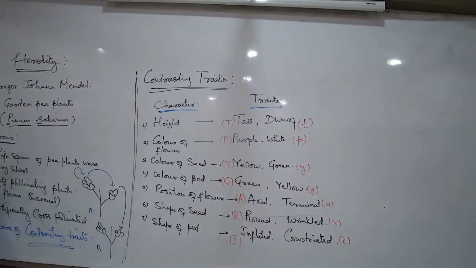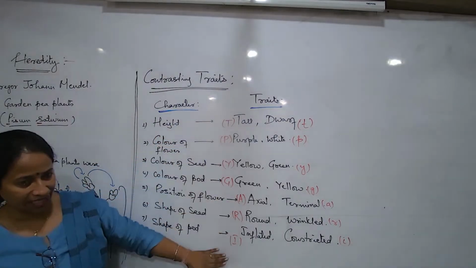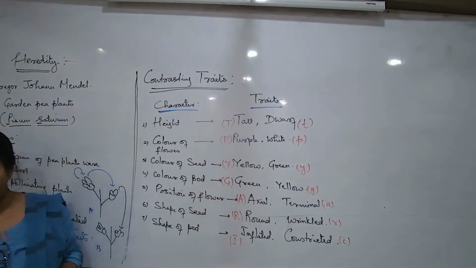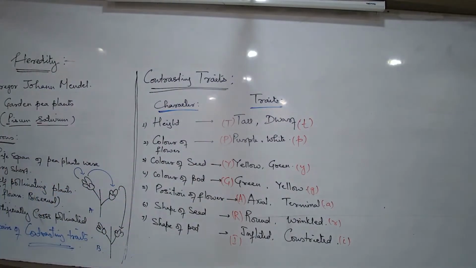So, 7 pairs of contrasting traits and how to write them. Once you are aware of these letters and what they mean, then we have to understand the laws. So, the 7 pairs of contrasting traits.